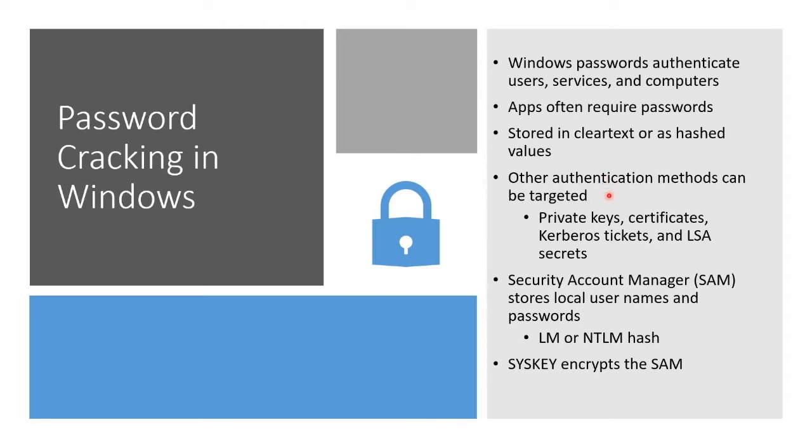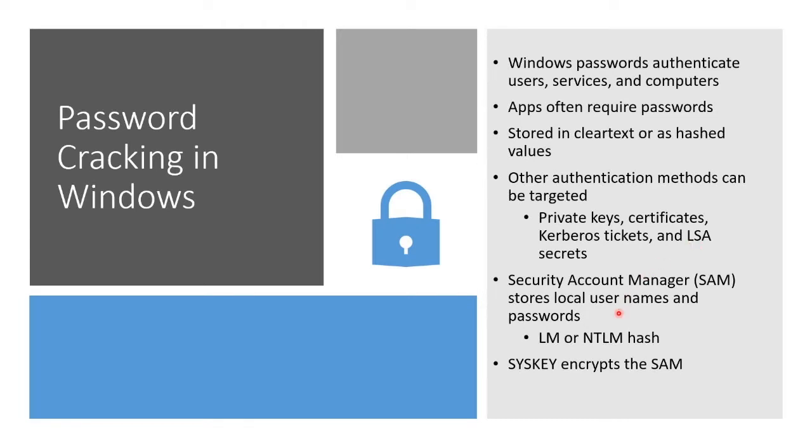There are other authentication methods that you could try to target, and we'll talk about some of these a little later. You could go after certificates and keys. You could go after what we call Kerberos tickets. That's when you log on to a domain. Or you could go after LSA secrets. LSA secrets are basically little stored passwords that the operating system sort of keeps in its back pocket.